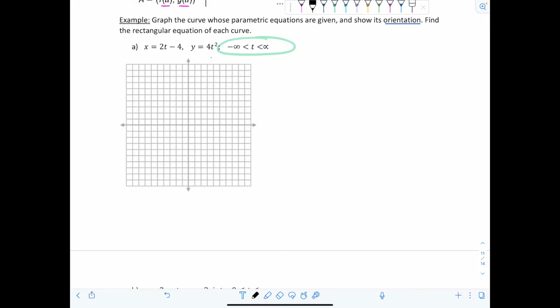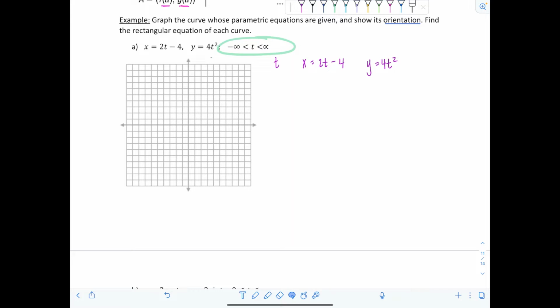So let's make a table and we'll plug in a few values. And if we feel like it's enough, then we can just plot those. If we need more, we can always add to the table, okay? So t, x, which is 2t minus 4, and y, which is 4t squared, okay? So we're going to be plugging in various values of t.